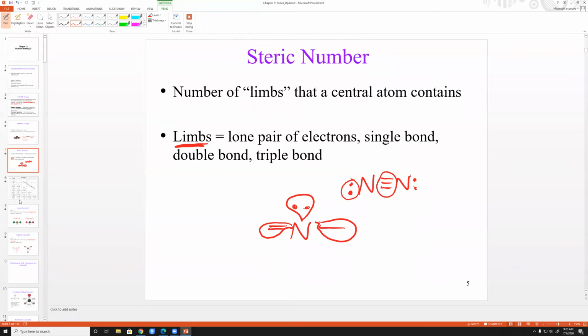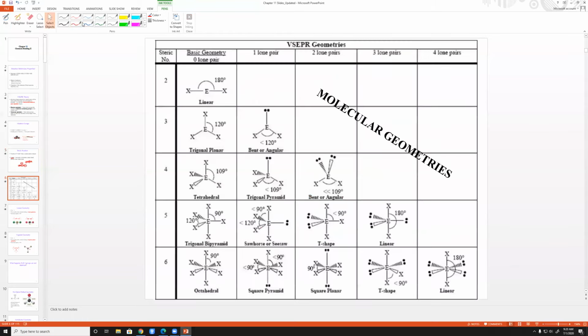Okay, so now we're going to get to the big chart. This is the main takeaway of today's class, understanding this big chart. I'll talk about what it is first. You have different examples of bonding order, and on the left side you have the steric number. The steric number is 2, 3, 4, 5, or 6, which means the limbs, how many electron groups are coming off of the central atom.